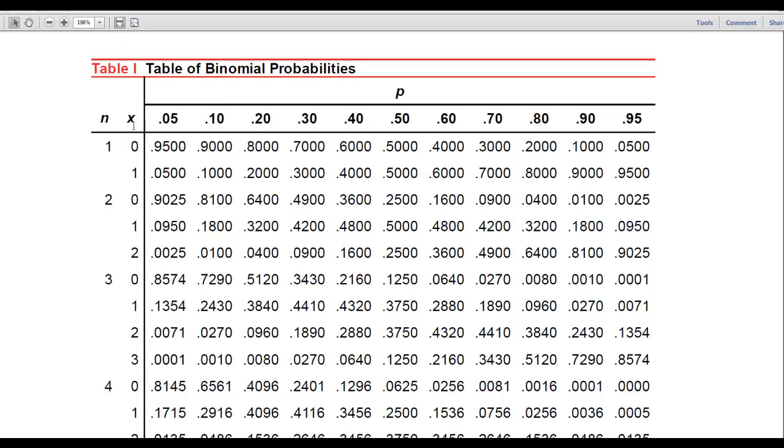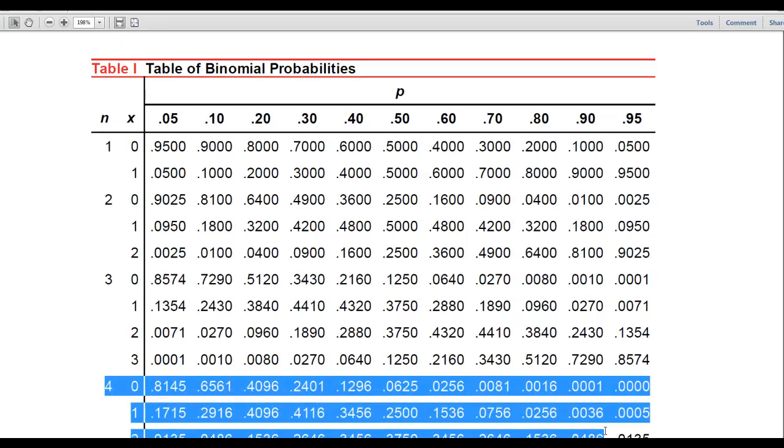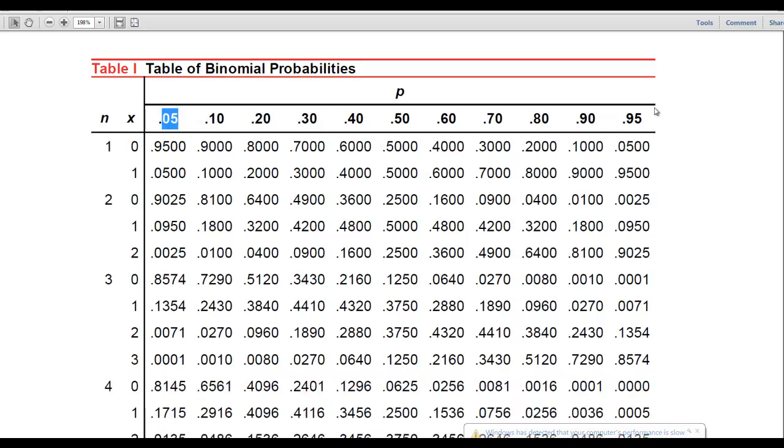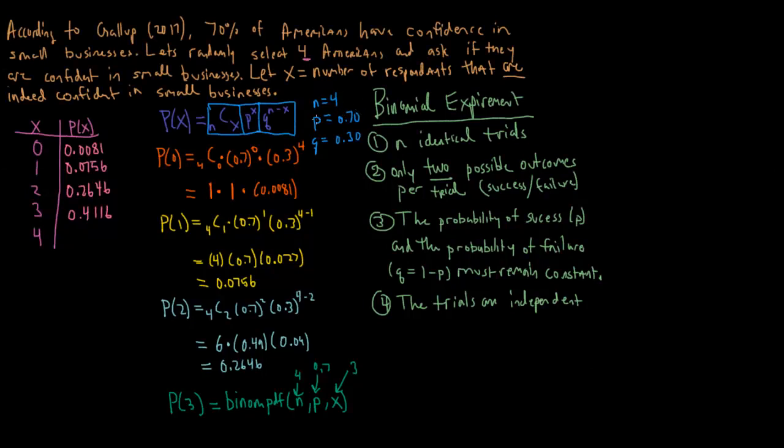Here's what it does. You first need to find the n you're looking for. We were looking for n equals 4, so we're going to look at this group of data down here. But you also have to pay attention to the columns. This chart only gives us probabilities if P is 0.05 or 0.95 or an increment of 0.10. Remember, ours was P equals 0.7, so this chart works for us. But if we had P equals 0.75, we couldn't use the chart. We would have to use the formula or a calculator if we didn't want to do it by hand.